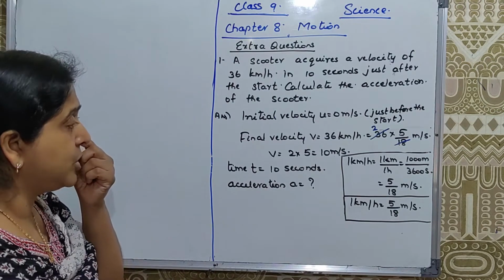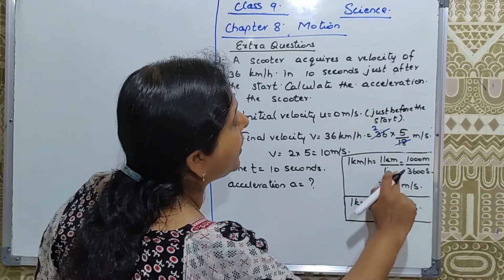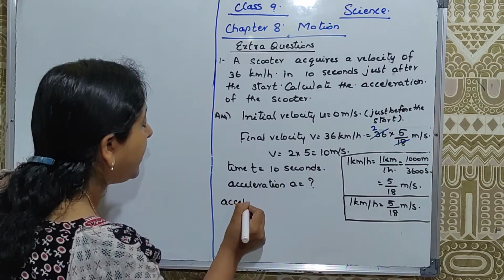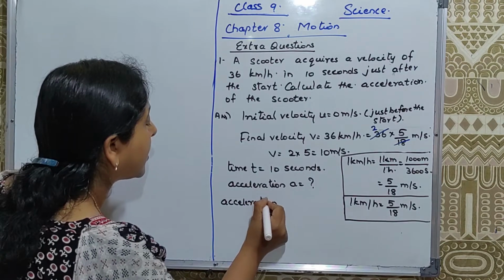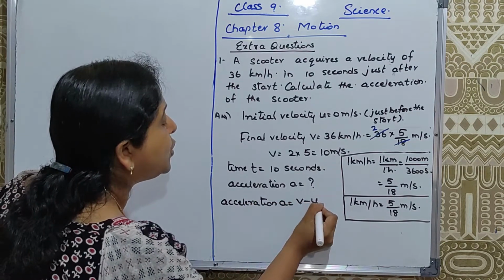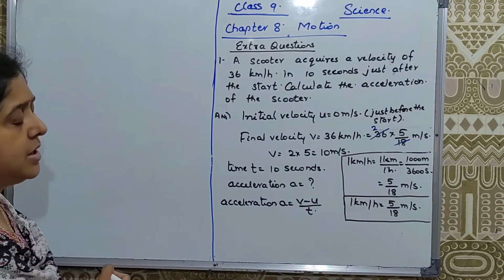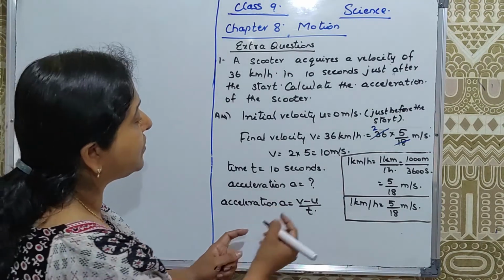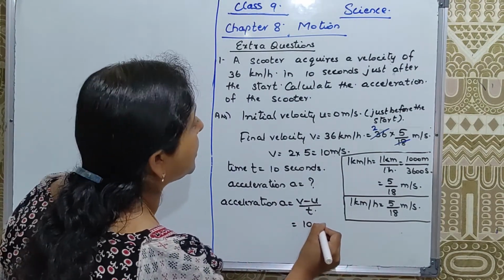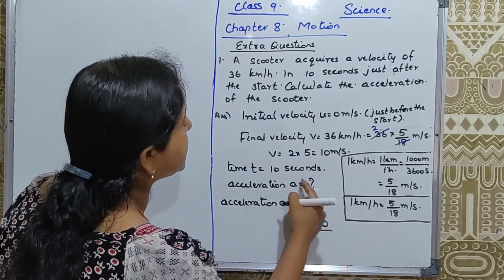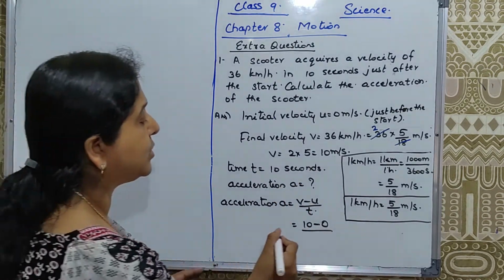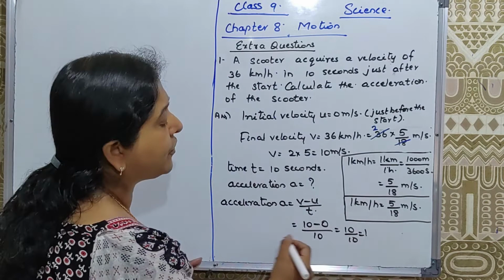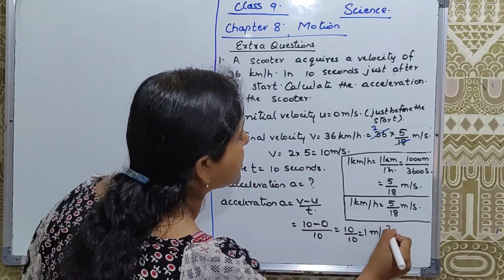According to equations of motion, there are 3 equations of motion, or directly learn the acceleration formula by heart. Acceleration a equal to v minus u by t. That is the acceleration formula, change in velocity divided by time. Here final velocity v we got as 10, initial velocity u is 0, divided by time taken is 10 seconds. Second is the standard unit of time. So it will be equal to 10 by 10 equal to 1. Unit of acceleration is meter per second squared.